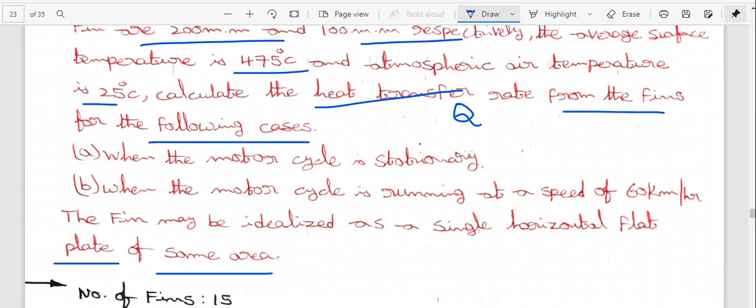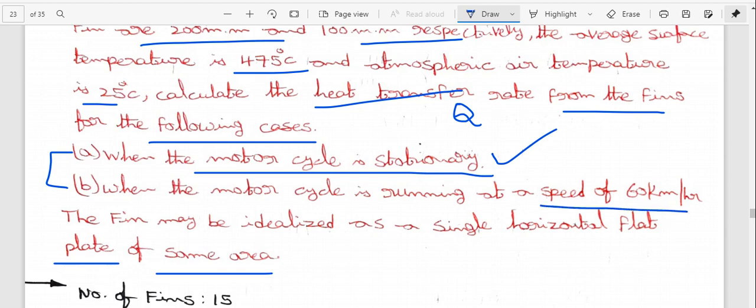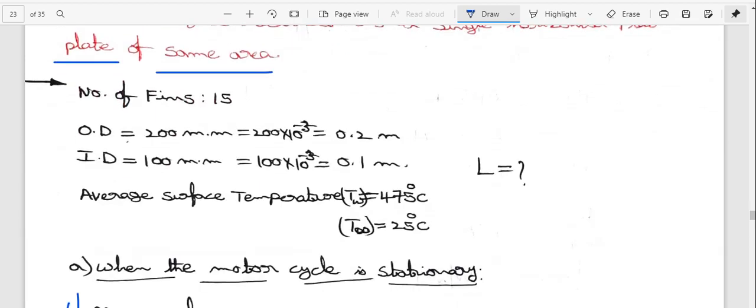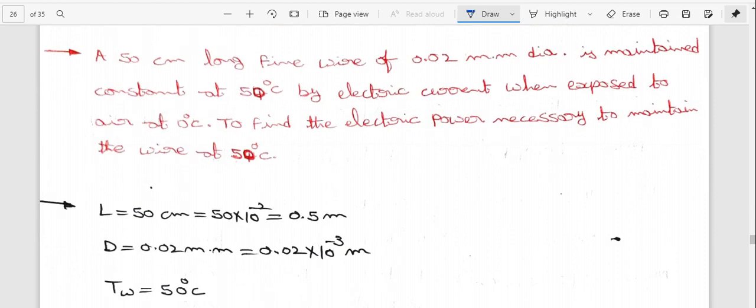Following cases, we need to observe these two cases. Here the motorcycle is stationary. That means free convection. In case of any problem, if the speed or velocity is mentioned, that comes under forced convection. That's why I am considering this question as a free convection and forced convection. Okay. Next I am considering a 50 centimeters long fine wire.